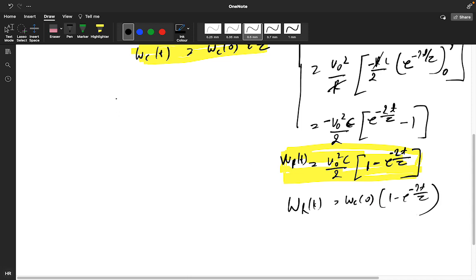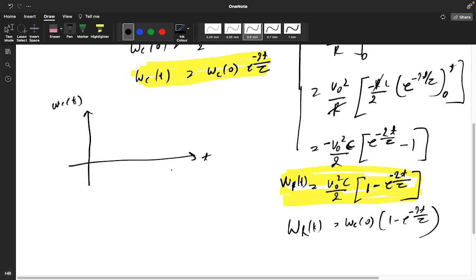So guys, if you draw the curve, this is your t, and this particular one is WC of t. If you draw the curve, at t equals 0 you get WC of 0, and at t equals infinity this will decline like this. What about the WR of t?